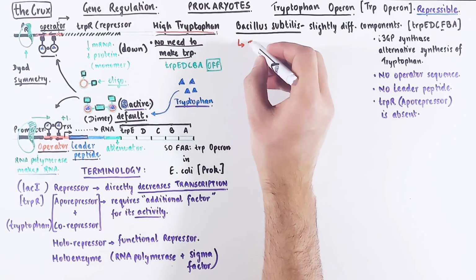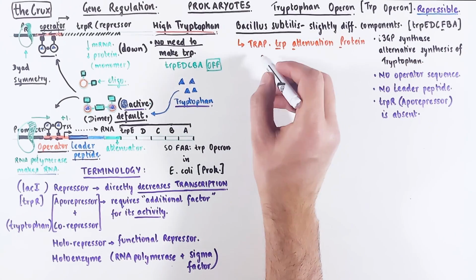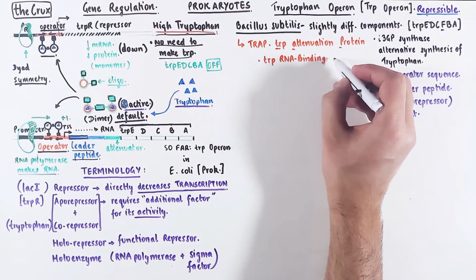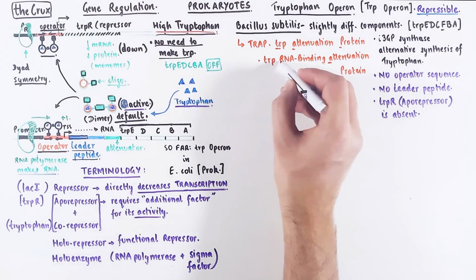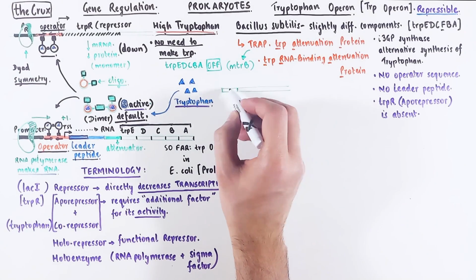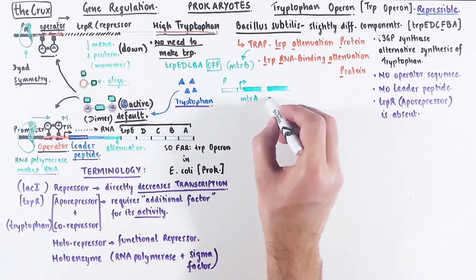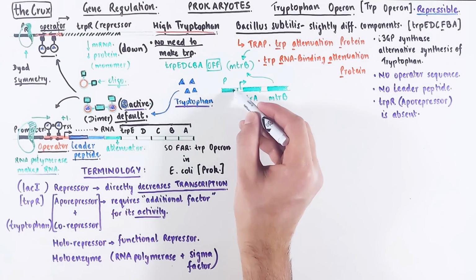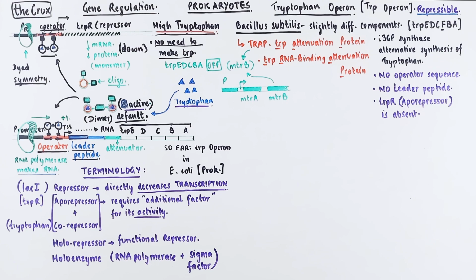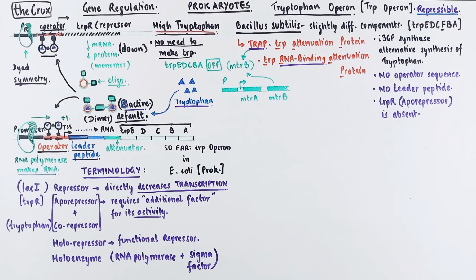The regulation in this bacteria depends on a protein called TRAP, which stands for tryptophan attenuation protein, also called tryptophan RNA binding attenuation protein. The TRAP is encoded by a gene which is part of the MTR operon. The MTR operon has MTRA and MTRB genes, and the MTRB produces the TRAP monomers. I will not go into the MTR operon here. All I want you to take away from this is that the TRAP protein production is independent of the tryptophan operon here as well, just like we saw in the case of E. coli. And this TRAP protein is an RNA binding protein.